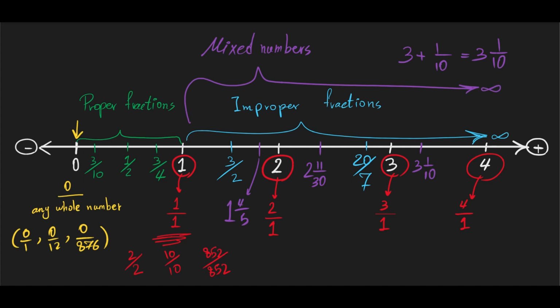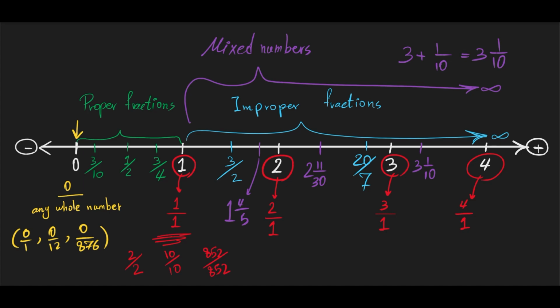Now here's something a lot of people ask me about. As you may notice, both mixed numbers and improper fractions occupy the exact same space on our number line. And this means you can write the exact same number as either a mixed number or an improper fraction, as long as it's above 1.